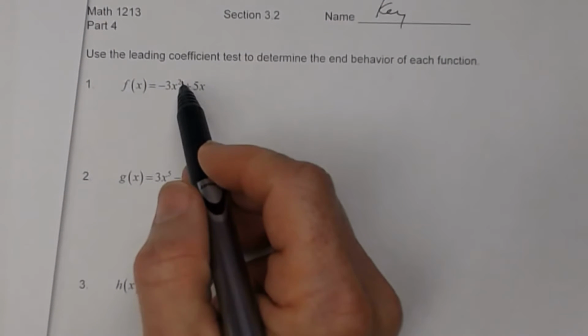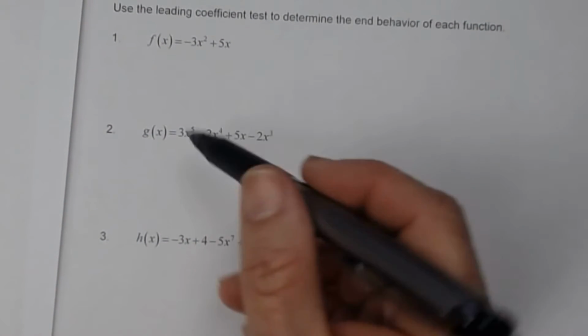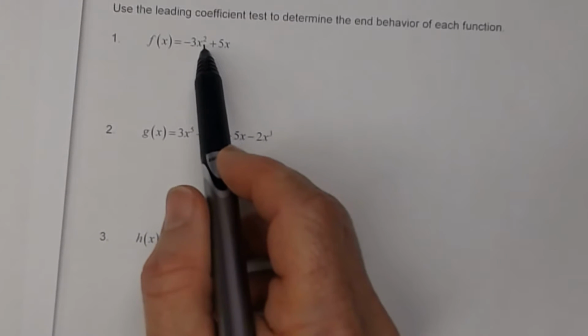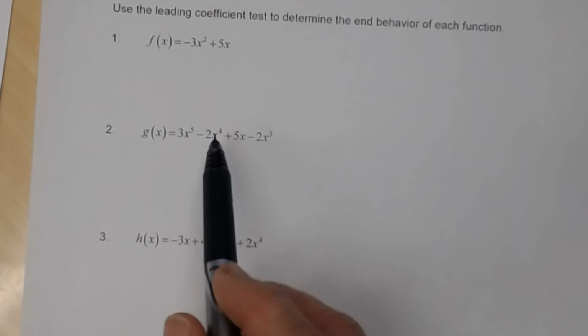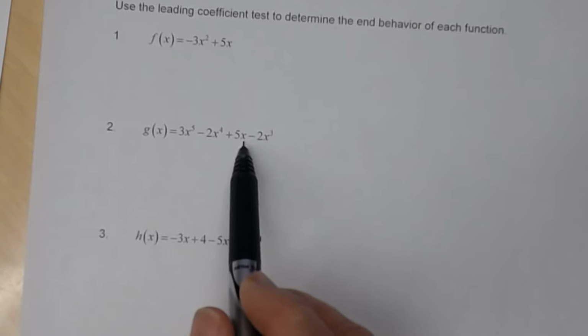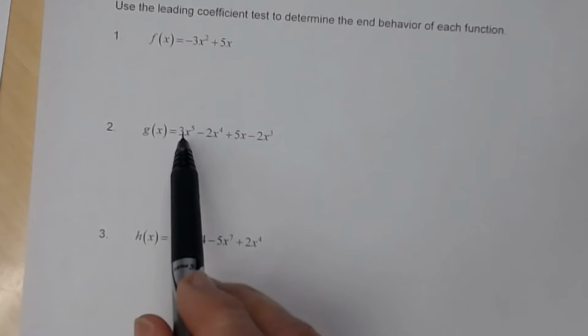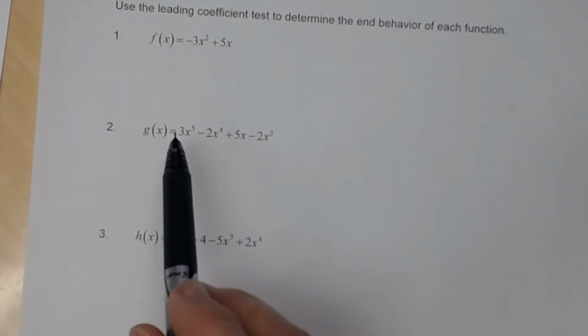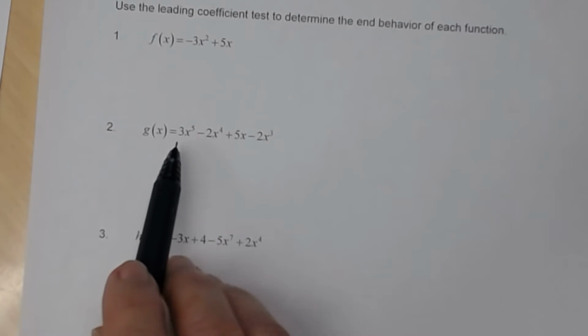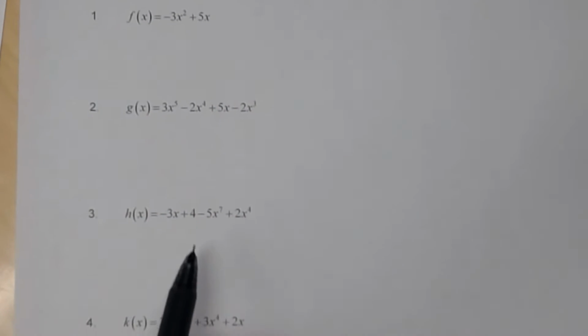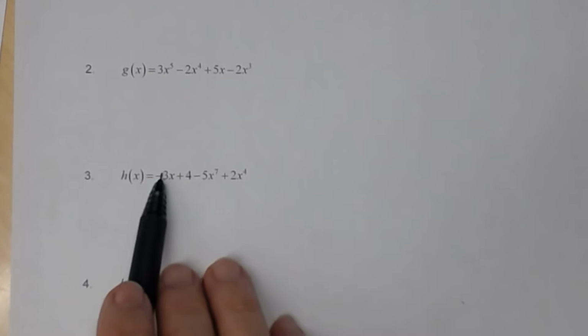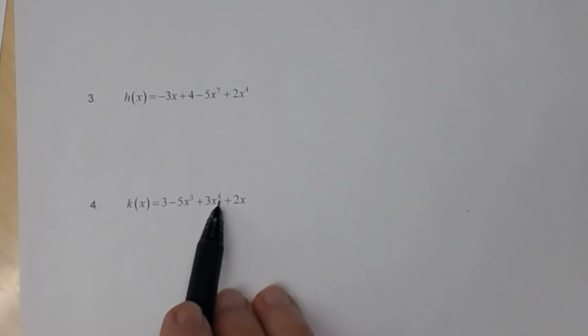If you look at these, the degree of this polynomial is 2. Remember, for the degree of a polynomial, you look at each term, find the degree of each term, and then the larger degree is the degree of the polynomial. So the degree of this polynomial here is 5. The degree of this polynomial is 7. And the degree of this polynomial is 4.